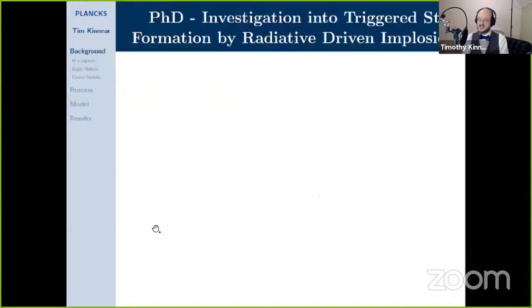So my PhD was an investigation into triggered star formation by radiation-driven implosion. And I'll go through what those different bits are and how I went about what became a complete PhD, which took possibly a little longer than intended. I got very caught up in the actual teaching element a little earlier than I should have and drew it out just a little bit, a little tiny bit.